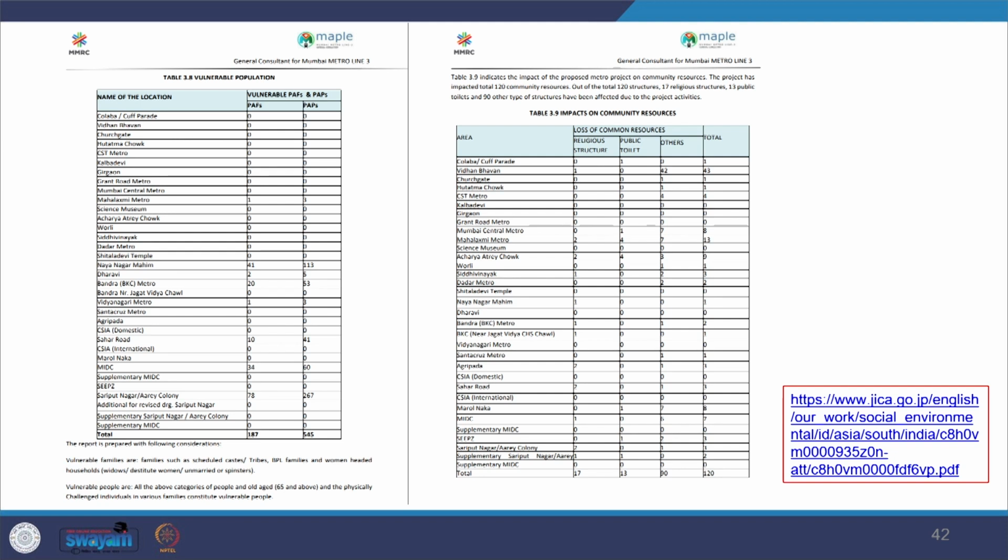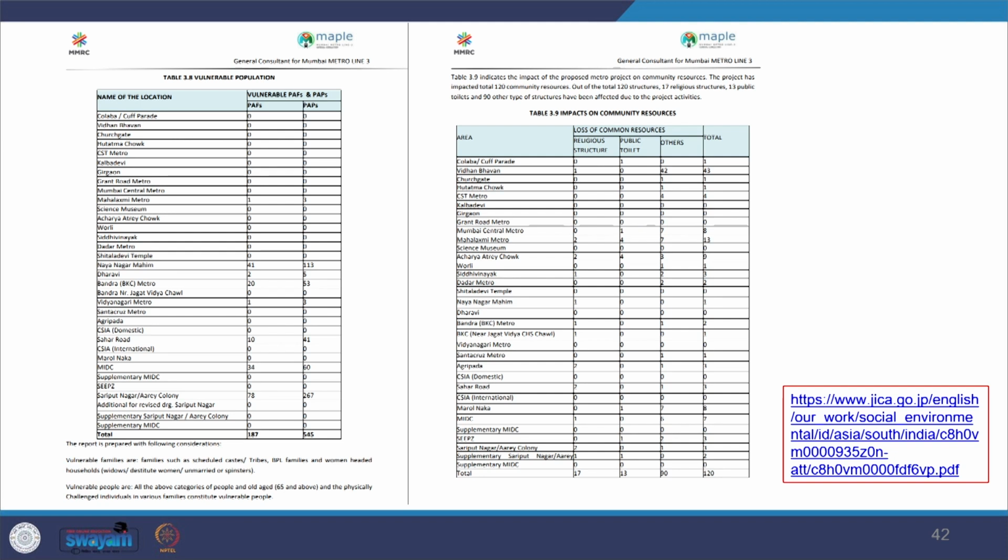And then the other thing you can see is they have identified vulnerable populations as families of scheduled castes and tribes, below poverty line families, and women-headed households like widows, destitute women, unmarried women, or spinsters. They have also included, as a vulnerable group, people above 65 years of age and physically challenged individuals. So you see how they have tried to identify groups. That might vary from context to context, and also depend on what kind of data is available.